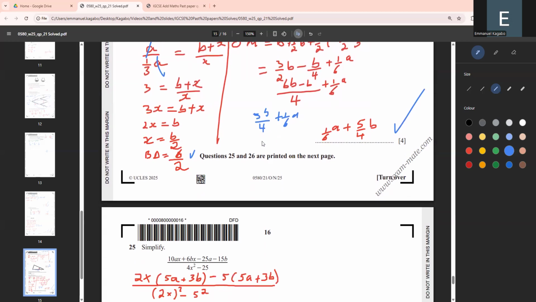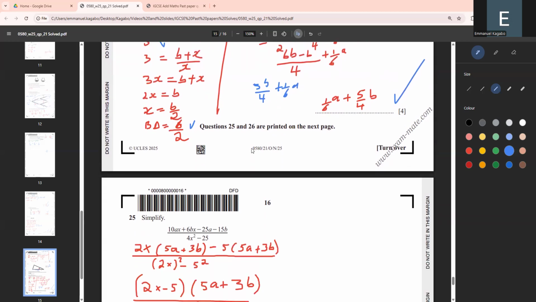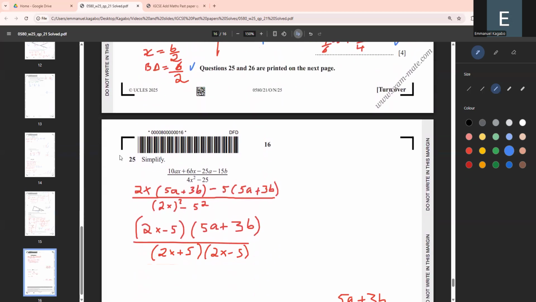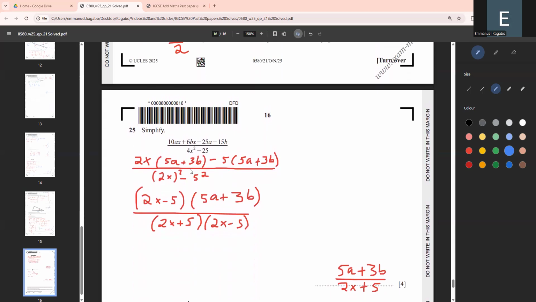Okay, very good. Next question here. This is about factorizing. The previous question had 4 marks. This was 4 as well. Very good question. Now, simplify 10ax plus 6bx over 25a minus 15b, times 4x squared minus 25. This one is just to see collecting like terms. I note that 2x is common. I factorize 2x. Then 10ax, divide by 2x, I'll get 5a. Then here I'll get 3b.